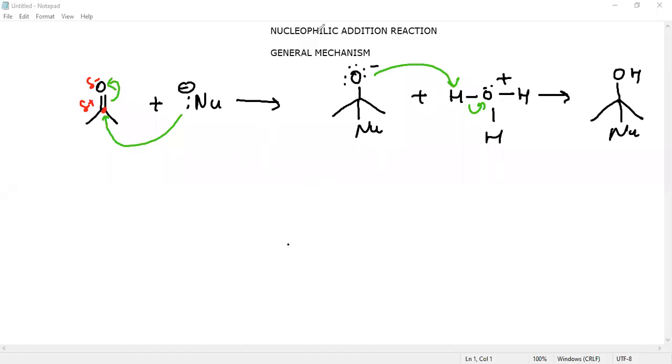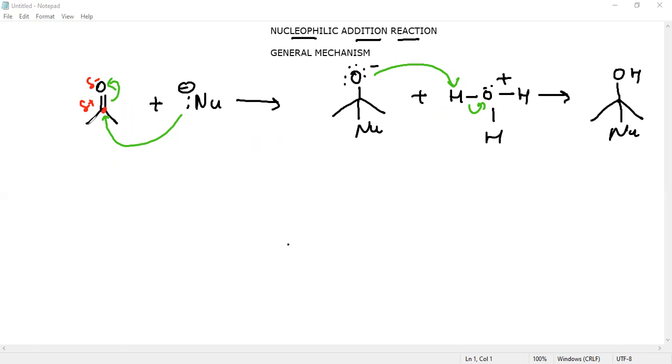In this online lecture, we are going to learn about nucleophilic addition reaction. So let's look into the general mechanism. So this is addition reaction. Last time we studied about substitution. Substitution is about substituting, that means in place of something. But this will be adding.